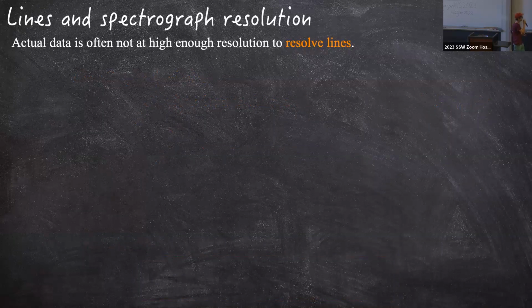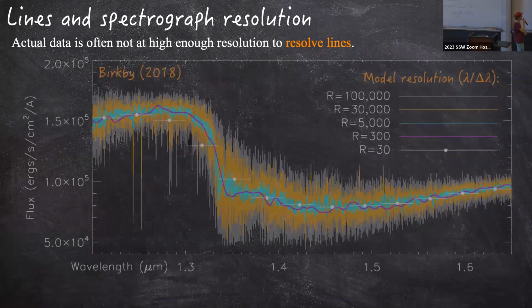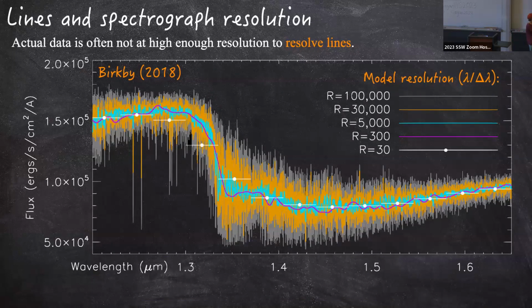So actual data is often not at high enough resolution to resolve the lines. This here is a model calculation from a review paper by Jane Birkby. She shows the flux of the planet as a function of wavelength, and you see the same model at different resolutions here, with the color code here, 100,000. Resolution is defined as lambda over delta lambda, where delta lambda is the distance between detector pixels.